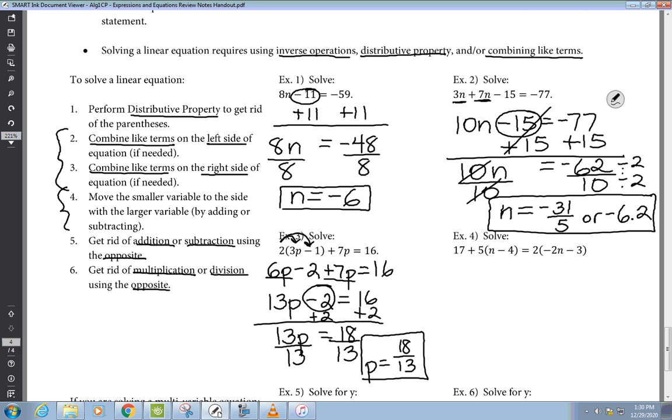Last problem, 4. So now we have variables on both sides. So we'll use the fullness of the steps that are given to us. First thing, distributive property. So 17 comes down because it's not attached to the parentheses. 5 times n is 5n. 5 times negative 4 is negative 20. Equals 2 times negative 2n is negative 4n. 2 times negative 3 is negative 6.